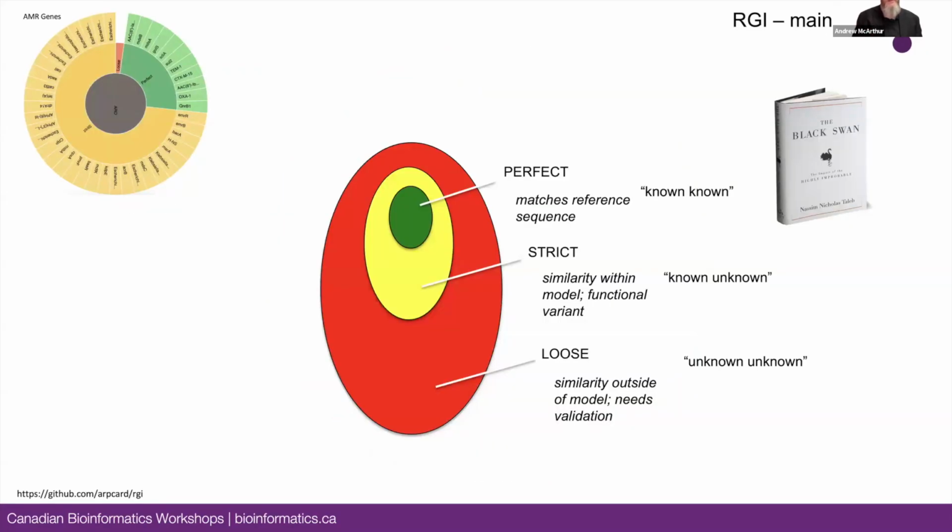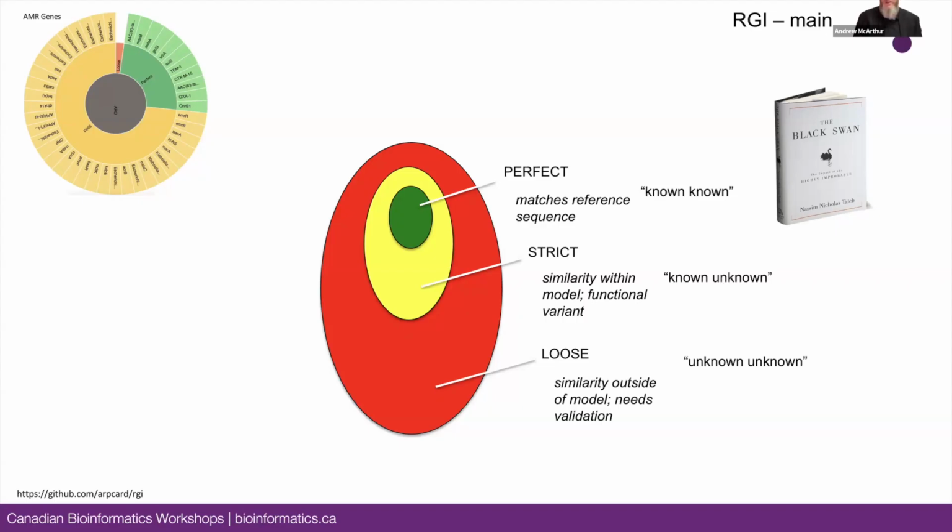So you saw that we have these perfect and strict hits. Let's go back to black swan theory. I'm a threat surveillance guy. The perfect matches that are in green are our known knowns. They match known reference sequences in the database. The yellow is strict, so these are known unknowns. We know that variants are out there. We know some of these variants have never been sequenced or reported in CARD. We call it strict because it's similar to the reference within a model. We think it's a functional variant.